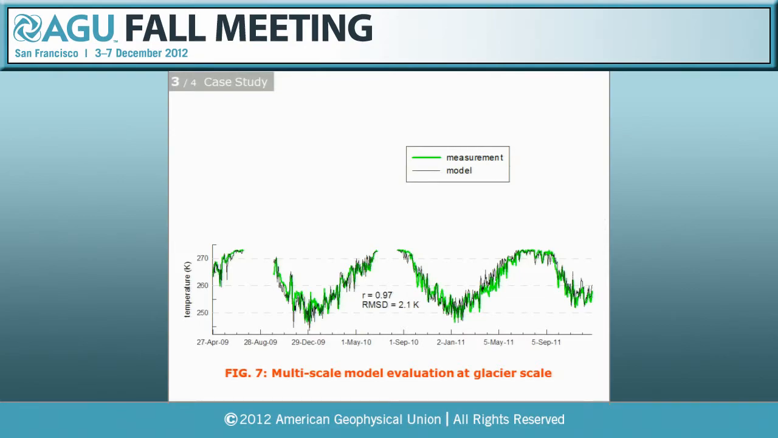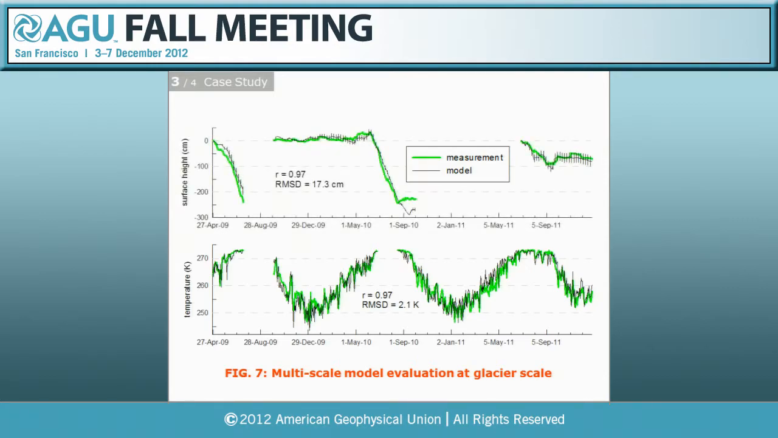Just a quick example, this is measured versus modeled glacier surface temperature on a daily scale. Unfortunately, there are two gaps in the measurements, but that's of course the price you pay for measuring at remote places, sometimes unavoidable. We can also use mass fluxes to validate the model. Here, the accumulated surface height change. And again, there are differences on the daily scale or sometimes also in a particular week, but the overall performance, again, is rather promising.